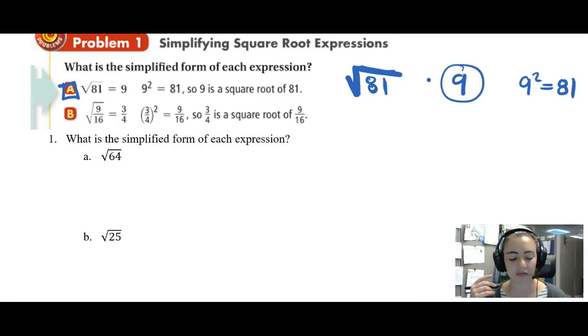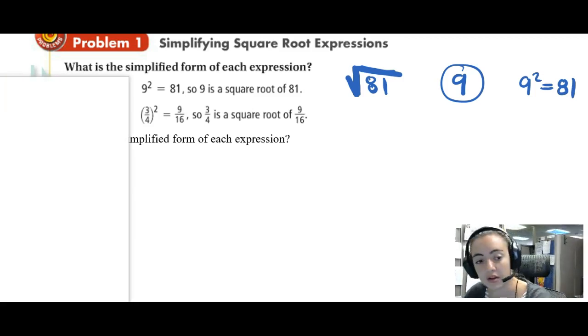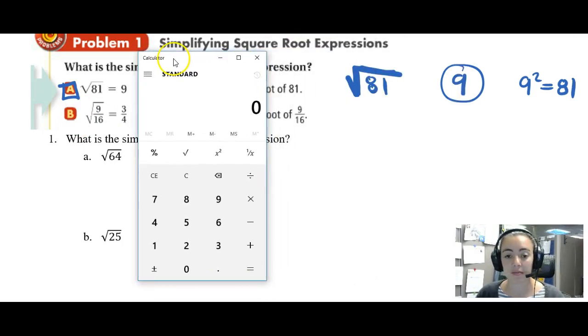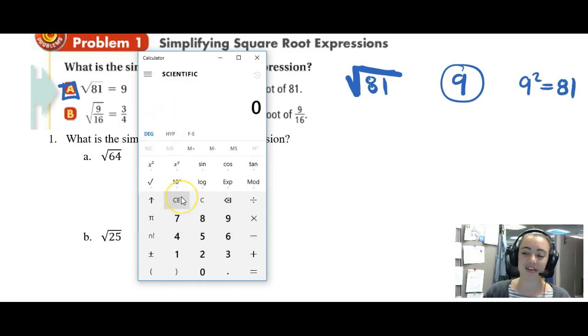Now, if you don't have some of your perfect squares memorized, that's okay. You can try these out on your calculator. Make sure that you use that square root symbol here. I can show you that using the calculator that comes with your computer. Make sure that you are in scientific mode for most of our calculations, even though you'll see it on the standard as well. So it looks like a little check mark here. So if you want to find the square root of 81, if you are in scientific, it's just a little bit further to the left there, but same idea, looks like a little check mark.